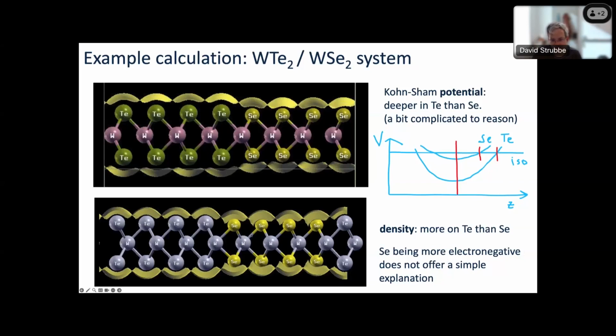If we look at the density, we see also that the density is extending farther from tellurium, so that means that there's more density on the tellurium atoms. I had asked the students to think about electronegativity. I think this actually does not offer any simple explanation, unfortunately, in this case. But anyway, that's something one can look at. That's of course related to how many wave functions are confined in one region versus the other.